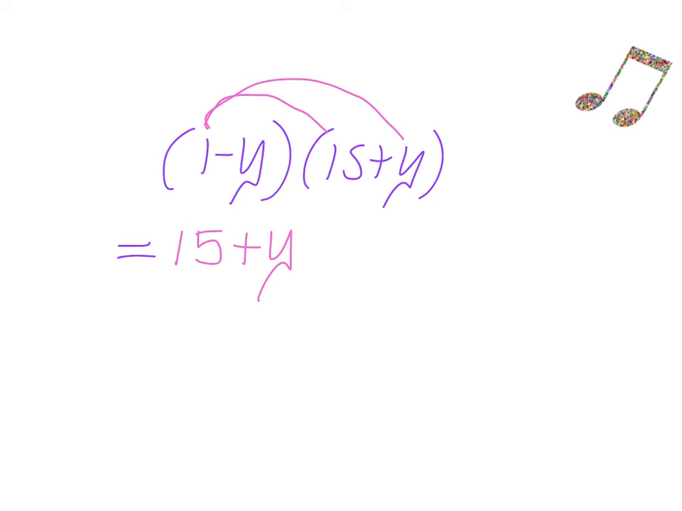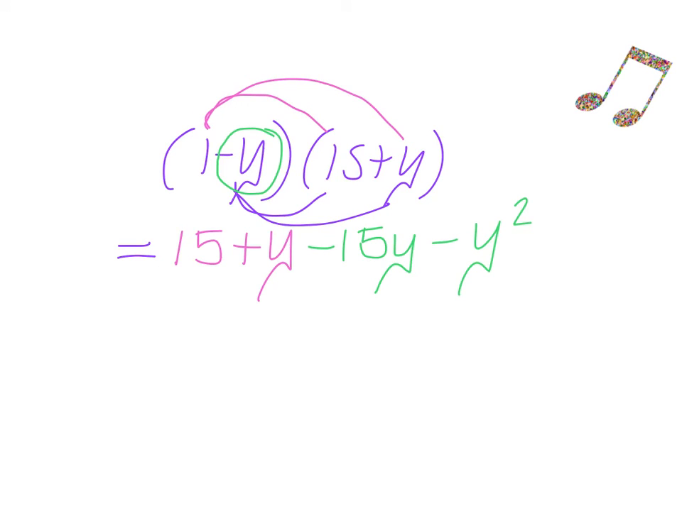Then I'm going to go to the y and multiply, remembering that that negative belongs to the y. So I've got negative y multiplied by 15, which is going to give me minus 15y. And then I've got negative y multiplied by positive y, so negative times a positive, I'm going to have a negative answer, and y times y is y squared.